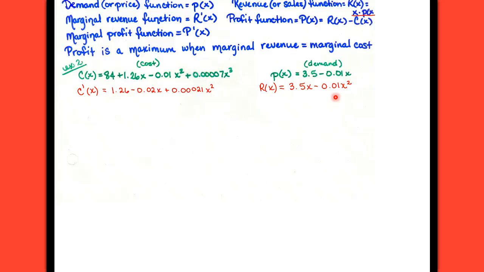So how do I find marginal revenue? Take the derivative of the revenue, right. So derivative of 3.5x is 3.5, and the derivative of 1/100th x squared would be 200x.